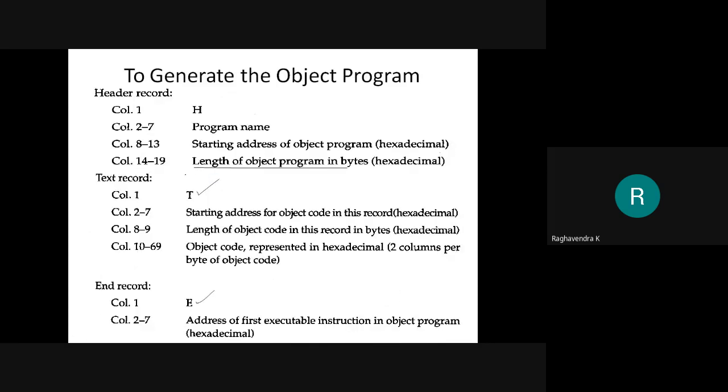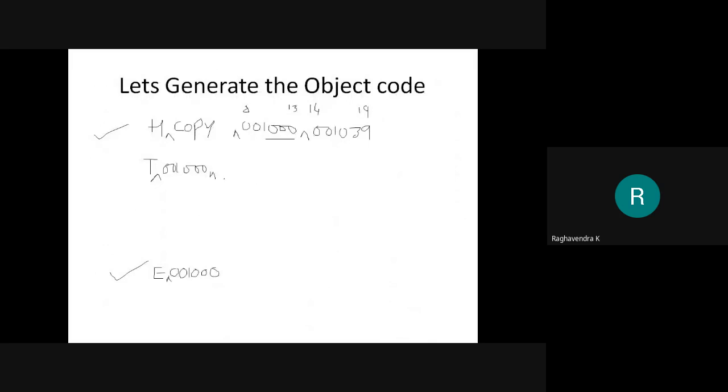Next one, from 8 to 9, what do we have? Length of the object code in this record, which you have to mention in bytes. Now I know that I will have 10 instructions in this record. Each instruction is of how much size? 3 bytes. One instruction is 3 bytes in size, and I have 10 instructions. So what is the total size? 30 bytes. So one text record contains 30 bytes.